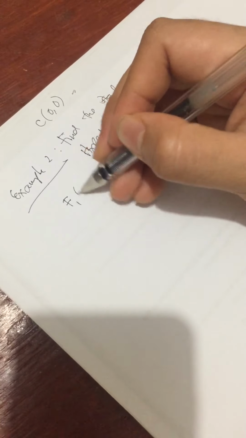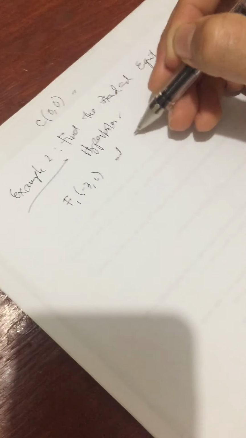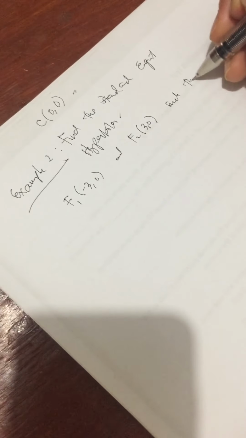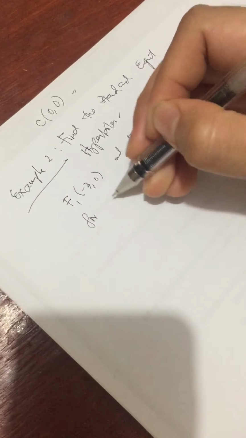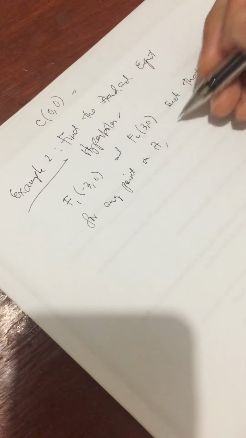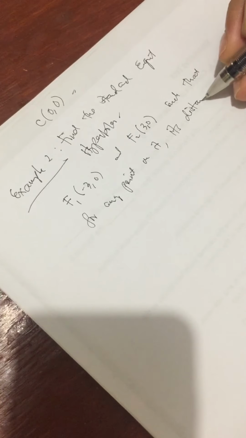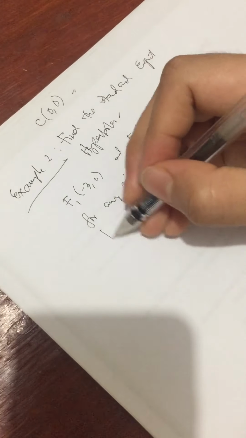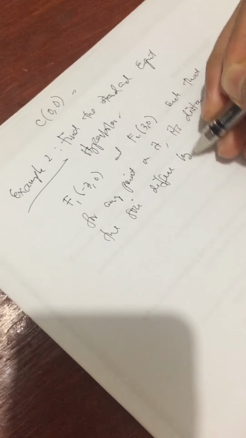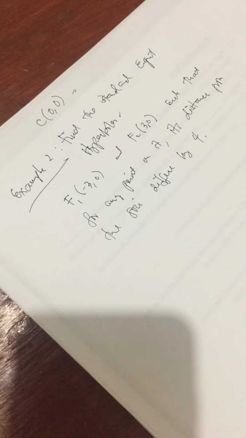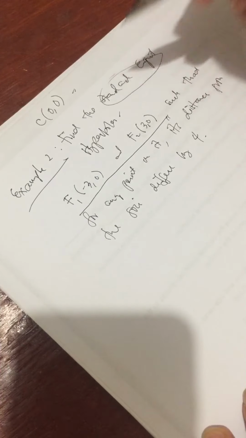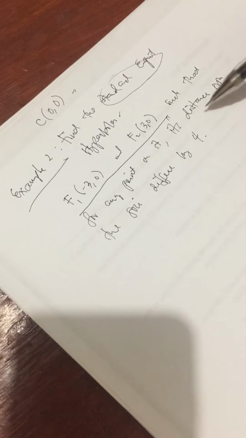given focus 1 is negative 3, 0, and focus 2 would be positive 3, 0, such that for any point on it, its distance from the foci differ by 4. Okay? So, you are given the features. You are going to look for the standard equation.